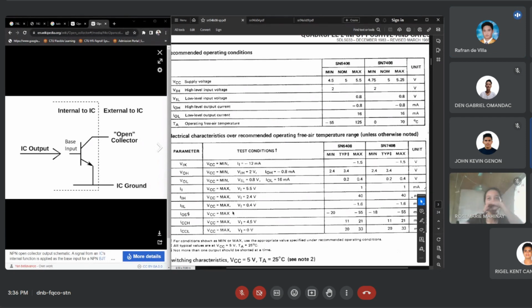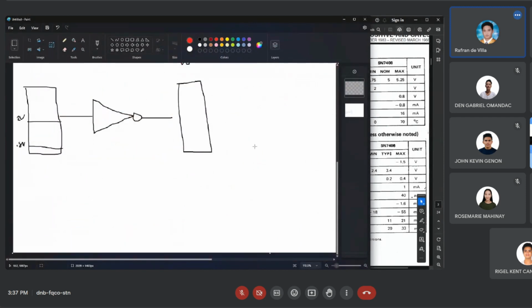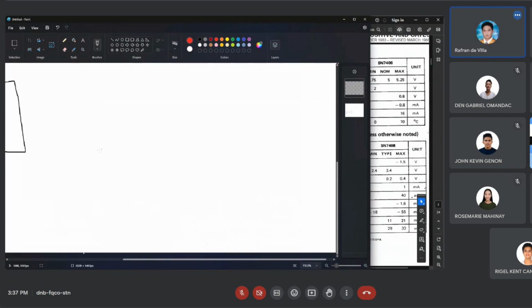Sir, what is this? Question, sir. Identify the fan out of the 7408 given that the gates are connected to its output. So how many input gates can be driven by the output of the gate? Okay, so in short, if this is our gate, how many gates can it drive?